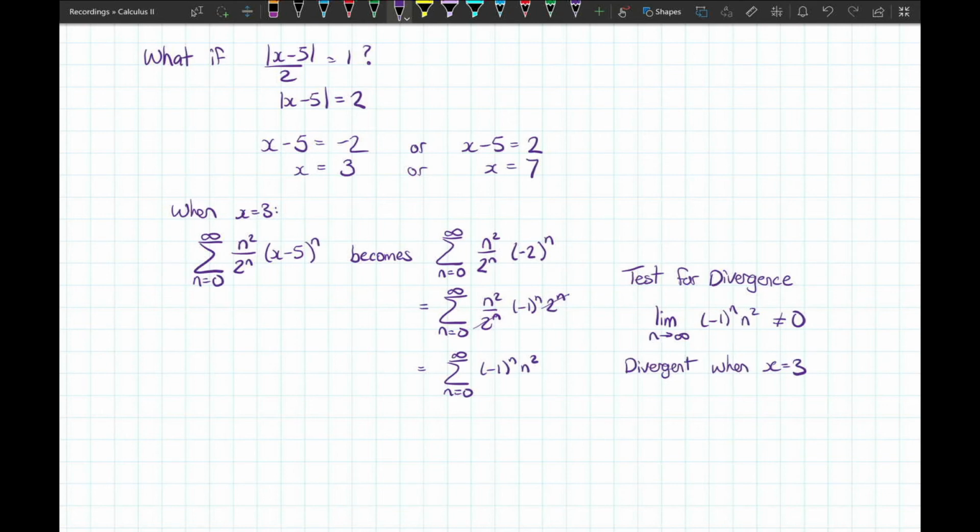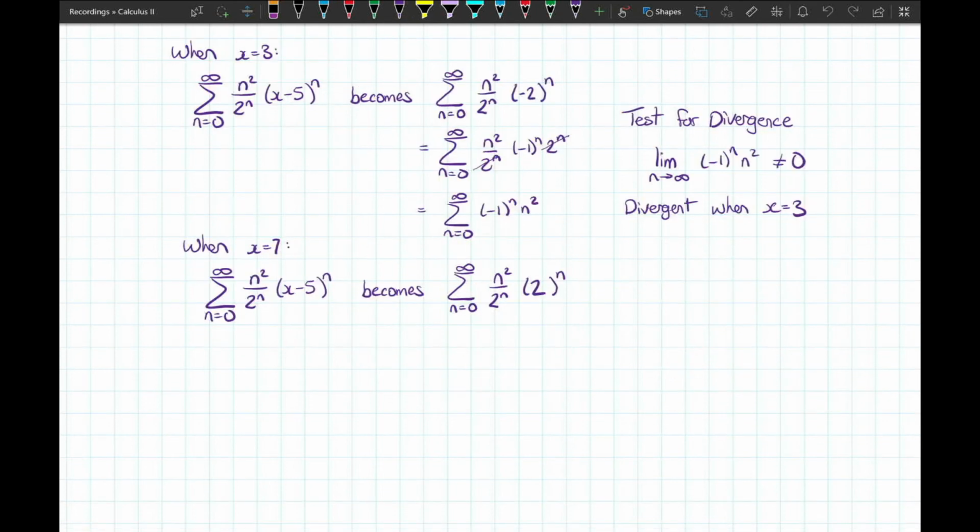What about if x is equal to 7? Well, when x is equal to 7, this is even easier, because plugging in 7, we have 7 minus 5, that gives us 2 to the n. Well, the 2 to the n's cancel out immediately, and we're just left with the sum from n equals 0 to infinity of n squared. Once again, by the test for divergence, this is divergent. So there we go, we've tested the endpoints.